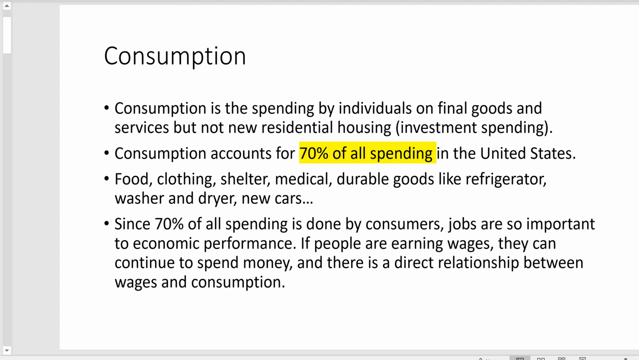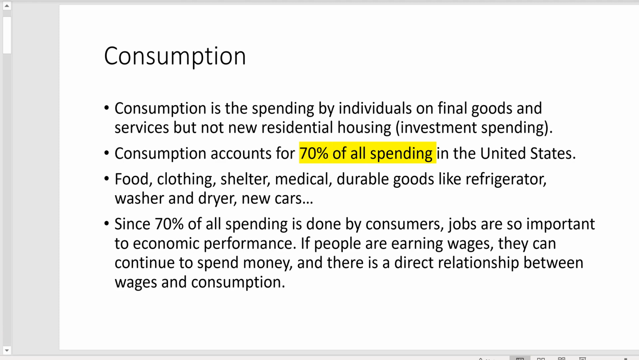Consumption accounts for 70% of all spending in the United States. So that means the consumer is the biggest spender of all in the U.S., bigger than government, bigger even than business spending. We're talking food, clothing, shelter, medical, even durable goods like refrigerator, washer and dryer, new cars purchased by consumers would be part of consumption, but not new residential housing.